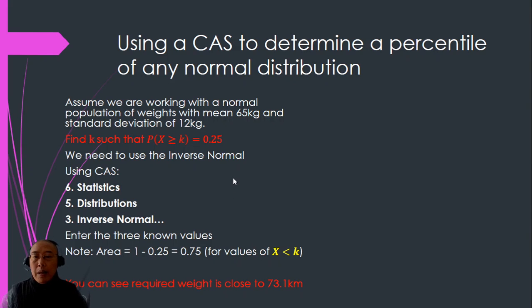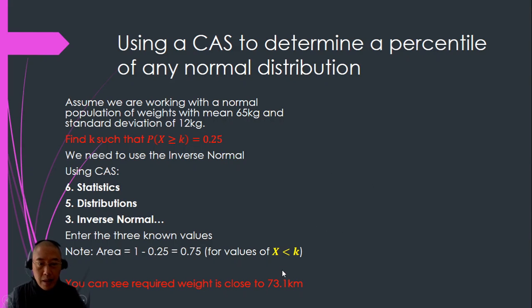Okay, now let's say you have a situation where you work backwards. This time you know the probability. Again, it's a normal population, so you have a mean and a standard deviation, and it's asking you to find a boundary when the variable is greater or equal to that boundary. You will use the inverse normal function. What it does is you specify the area and it will find the boundary. Now with the inverse normal, it always specifies the upper boundary.